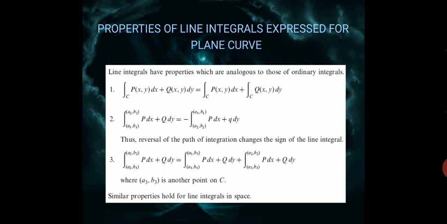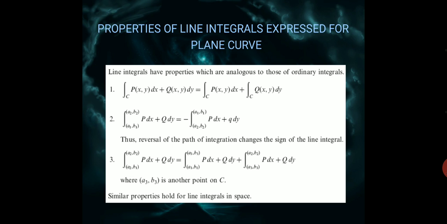Line integrals have properties which are analogous to those of ordinary integrals. The integral of P of x, y dx plus Q of x, y dy over C is equal to the integral of P of x, y dx over C plus the integral of Q of x, y dy over C. The second property is that the integral of P dx plus Q dy from a1, b1 to a2, b2 is equal to minus the integral from a2, b2 to a1, b1 of P dx plus Q dy. Thus, reversal of the path of integration changes the sign of the line integral.